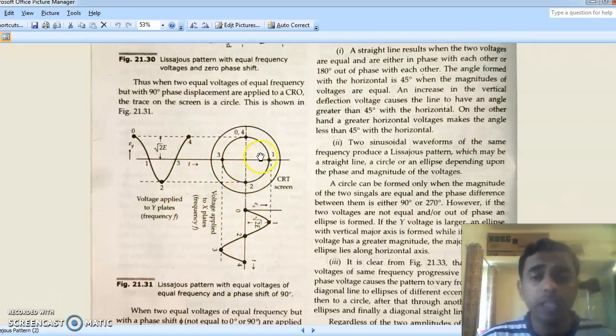Now after you mark the points, you just complete the curve. You can see that it's a circle. So what is the inference? If my voltage and frequency are the same, and if the waveforms are 90 degree out of phase with each other, then you can get a circle. Okay, 270 degree is equivalent to 90 degree. For both cases we get a circle. For 180 degree and 0 degree phase shift we get a straight line. Of course, for 0 degree we get a positive slope straight line, and for 180 degree we get a negative slope straight line.